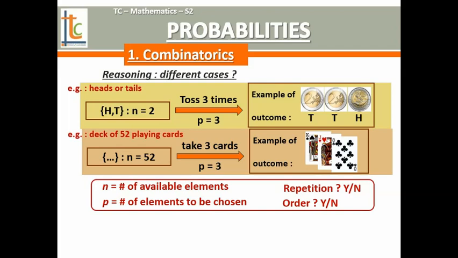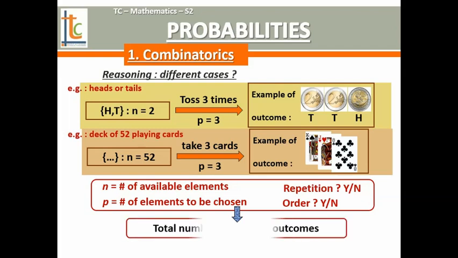And of course, you can think of different situations. If you count the possible orders, you will obtain more outcomes than if you don't count. Okay? And if you allow repetition, you will obtain more outcomes than if you forbid repetition. So all those thoughts lead to the total number of possible outcomes.